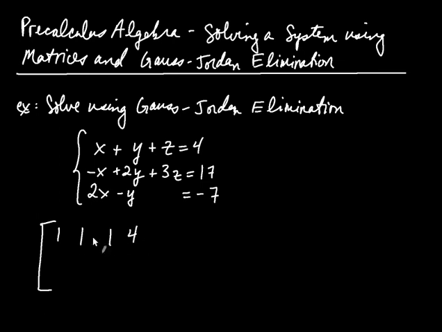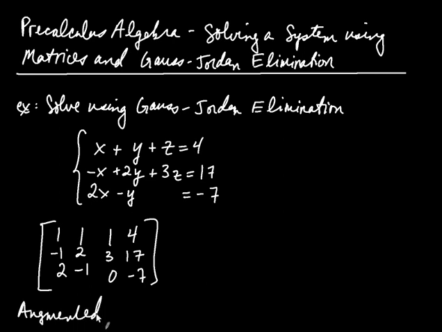There are no variables, just the constants. Negative 1, 2, 3, 17. And then 2, negative 1, 0, negative 7. Okay, that's called the matrix. It's simply a rectangular array of numbers. It's just a way of organizing numbers that allows us to solve the system in a really methodical way, as you're going to see. Anyway, it's called an augmented matrix. Let's write that down. You'll see that language.